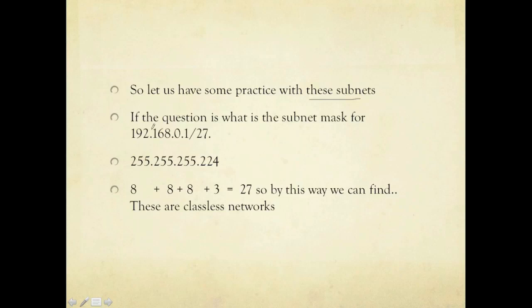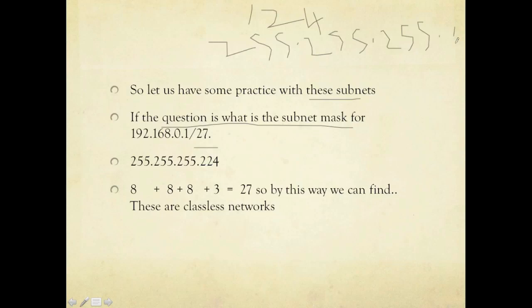Okay, now let us practice with these subnets. If the question is what is the subnet mask for 192.168.0.1/27, what will you do? It is going to be 27, so 8 plus 8 plus 8 plus something. 8 plus 8 plus 8 is 24, and 24 plus 3 gives you 27. So it is 255.255.255.224. I use 224 because from the conversion table you can see that 3 represents 224.